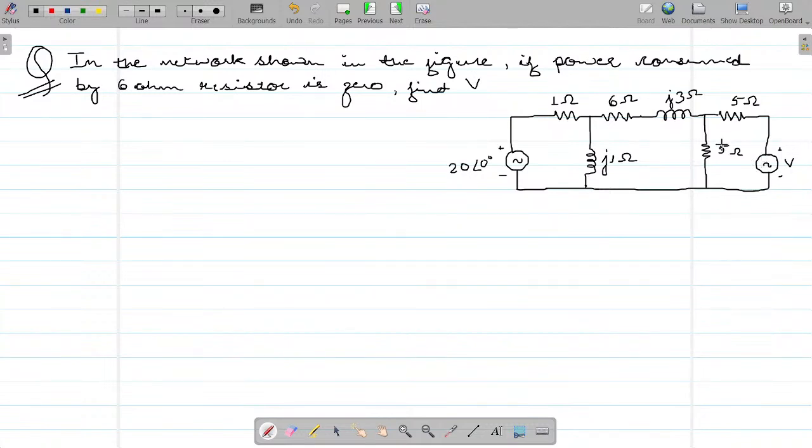What is given to you? We are given that the power consumed by this 6 ohm resistor is 0. So if this is 0, what can you deduce from this? Think about it for a minute and then tell me.